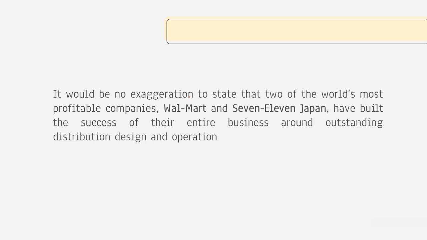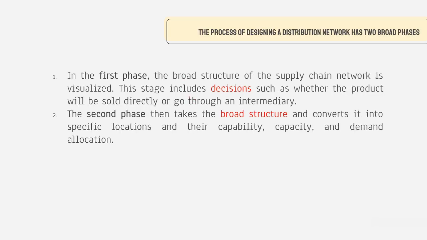So, kilala din tong dalawang successful company na to because they are having this kind of high level of customer responsiveness. Okay, so ibig sabihin, they make sure na if ever may mga needs si customer, agad-agad nila yung naibibigay. Okay, maagap sila or responsive sila pagdating sa mga needs ni customer. So we have here the process of designing a distribution network which has two broad phases.